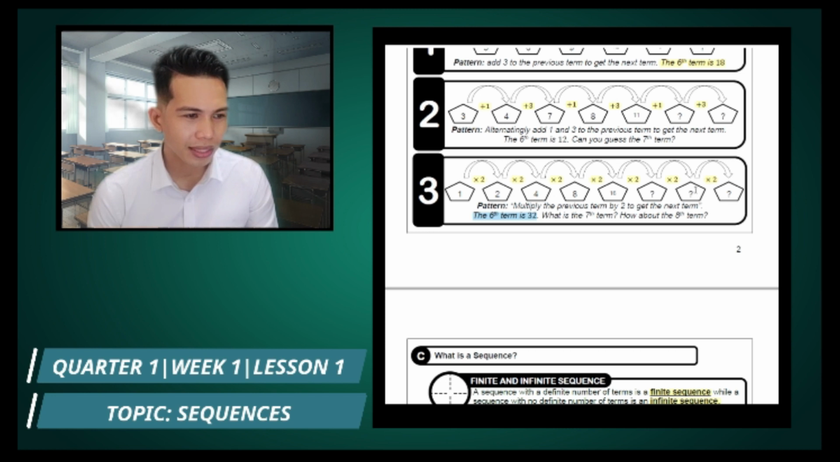Now to get the seventh term, simply again multiply by 32, and then whatever the answer here, multiply again by 2 to get the eighth term.